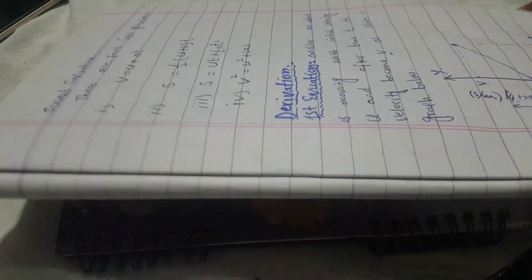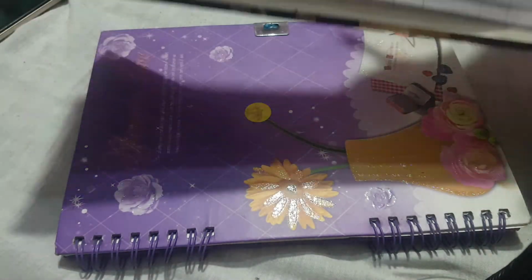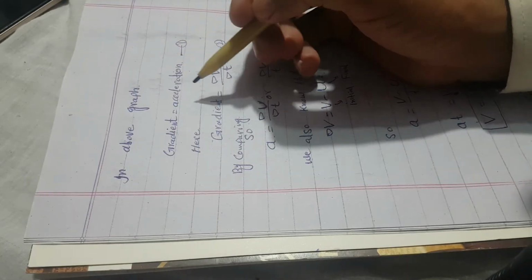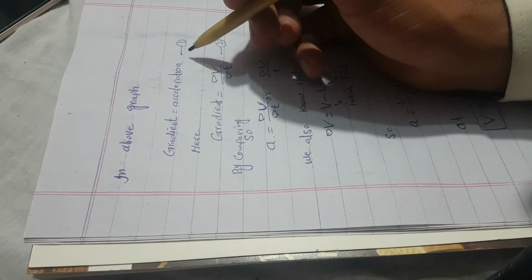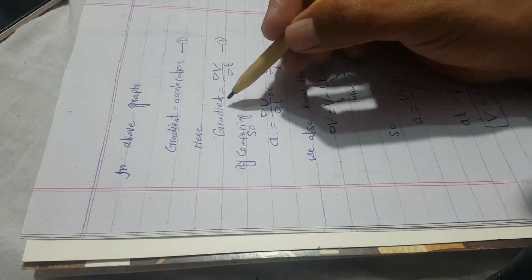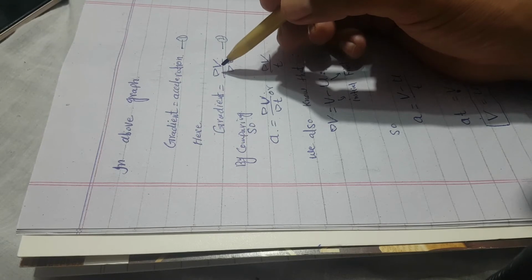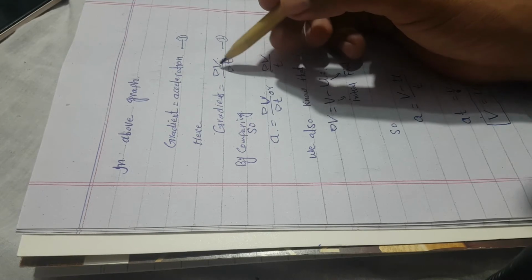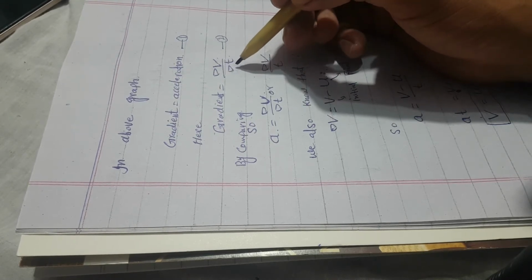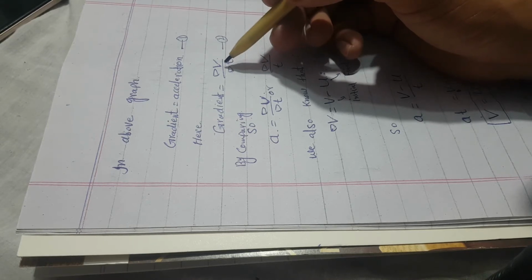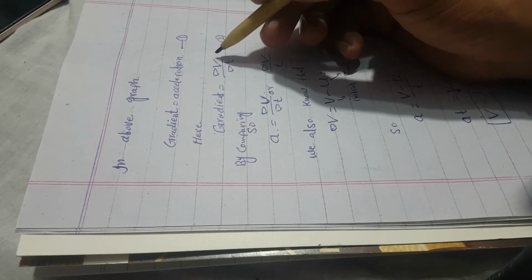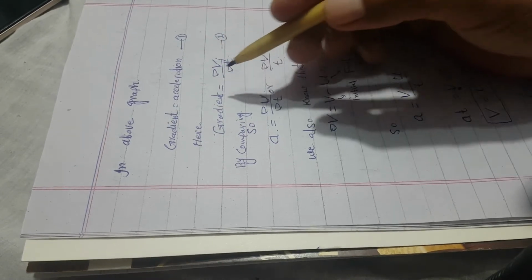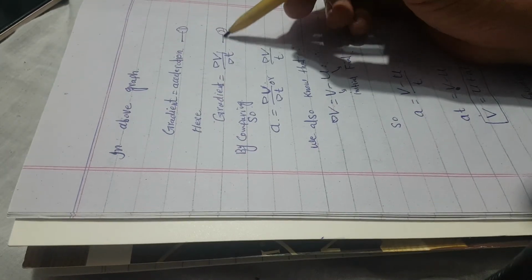So we can say that in the graph, gradient is equal to the acceleration. According to the gradient definition, from the graph it will be del v over del t, change in velocity over change in time, which is equal to the acceleration. That is, the rate of change of velocity is called acceleration. So this is equation 1 and this is equation 2.